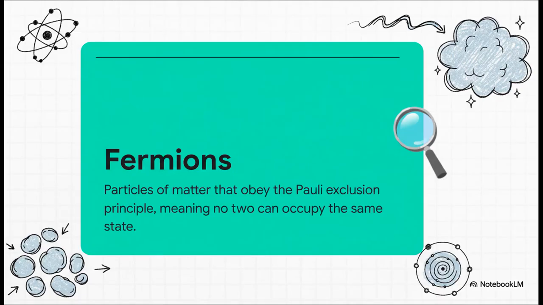Let's focus on the fermions first. These are the building blocks. The quarks inside a proton, the electron orbiting an atom, they're all fermions, and they have this one super important rule they have to follow, called the Pauli exclusion principle. All it means is that two identical fermions can't be in the exact same state at the same time. It's why matter is solid. It's why you don't just fall through the floor. It's what makes matter matter.